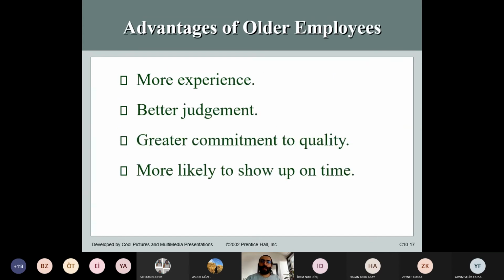Older employees and younger employees, it's also an important issue. Older employees are important because they have experience, they bring it to the company, they can judge better, right? Because they make decisions based on their earlier experiences, and they know the job better, and they give more commitment to quality and to the company as well, and they're more likely to show up on time to the jobs, and they're less likely to quit.